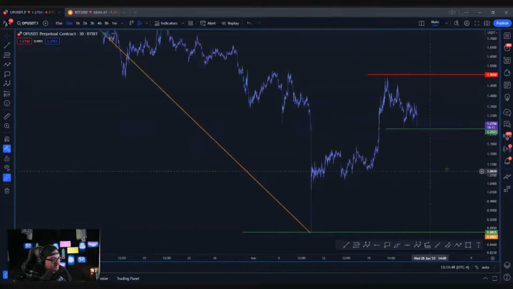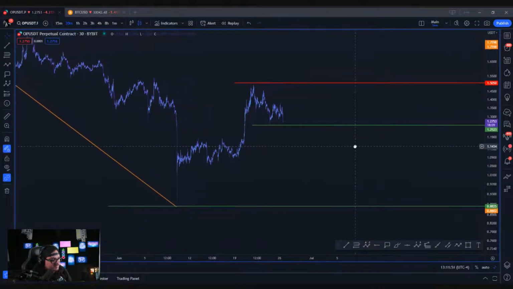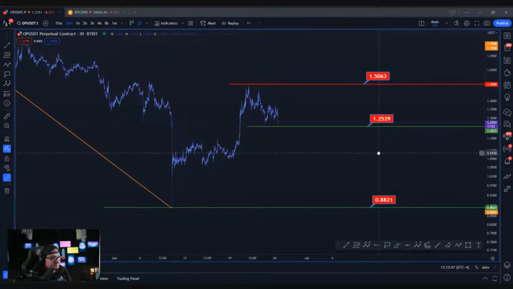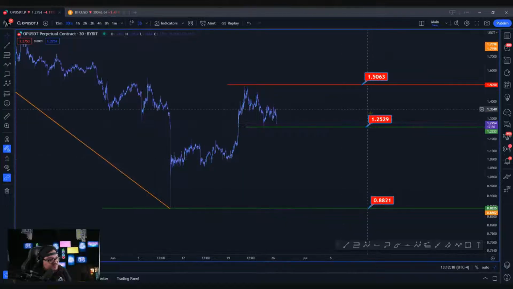So if you want, I'll mark out these pivots for you. The most important level is around 88.21. The next level, which is the previous A, is going to be around $1.25. And then ultimately the high is going to be around $1.50. So let's keep those levels in mind and look at the larger picture, see how the setups can form. Let me know if that helps, Supreme Cat.